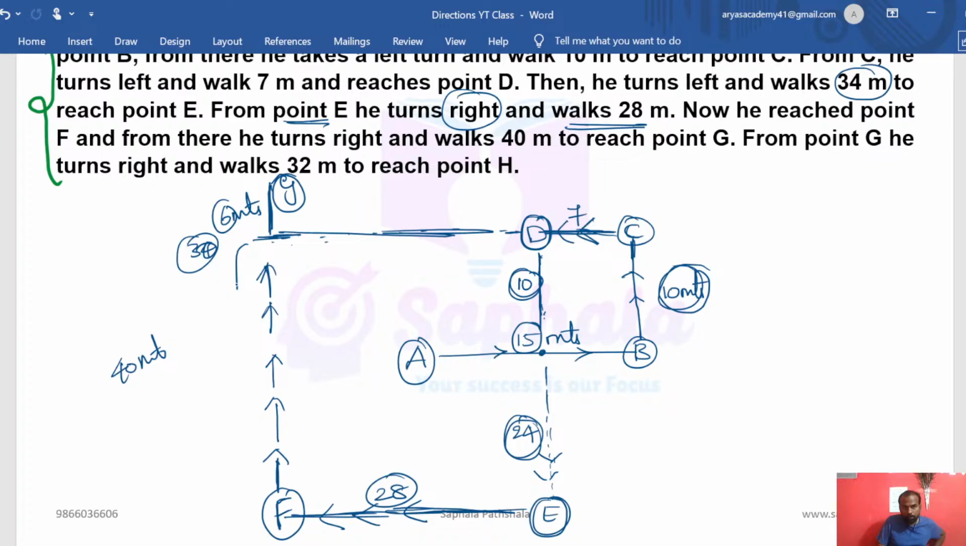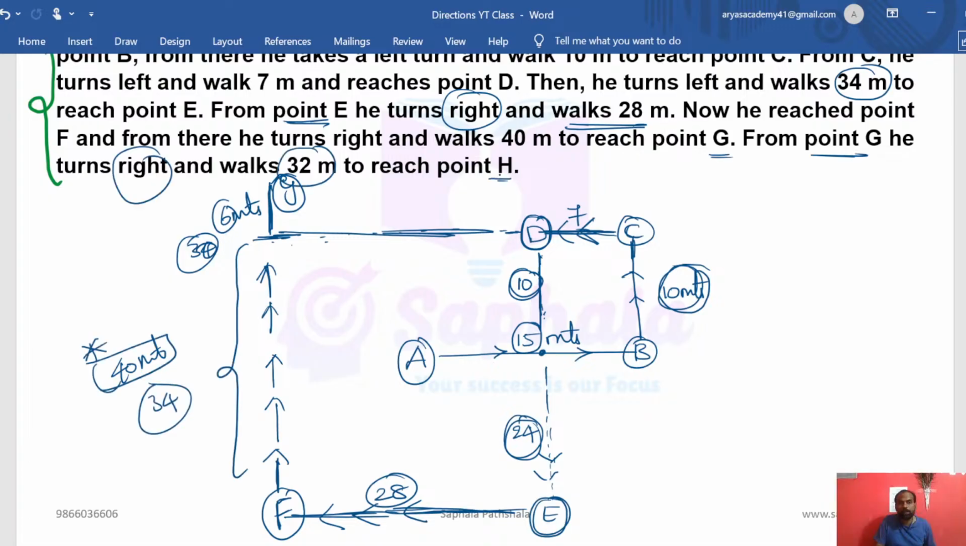And finally, after reaching point G, from point G he again turned right and walked for how much? 32 meters to reach point H. See, now I am here at point G. If I turn right, I have to go this way, means again towards east only, and I have to go for how much? 32 meters.